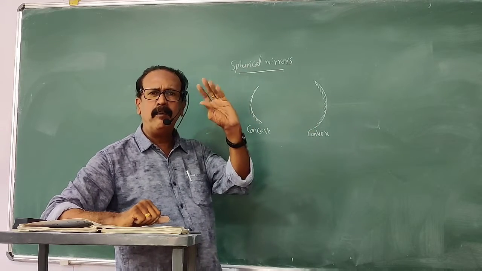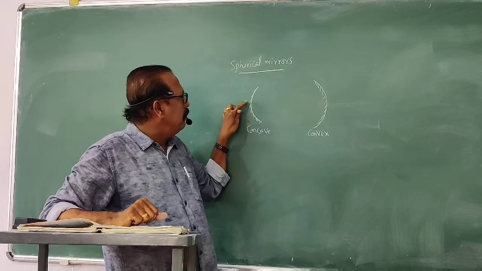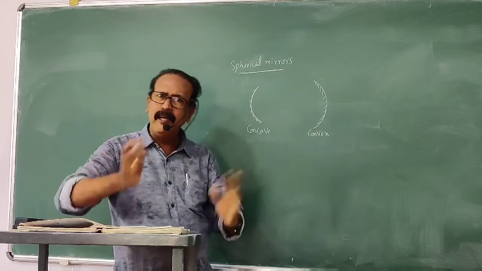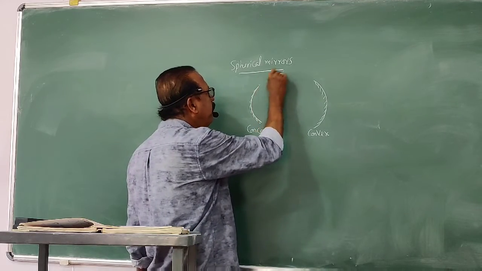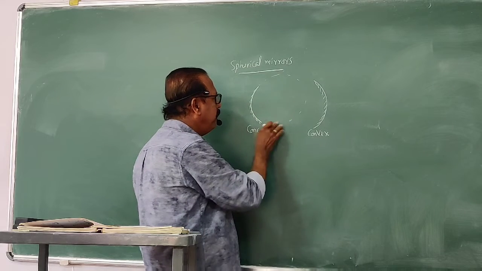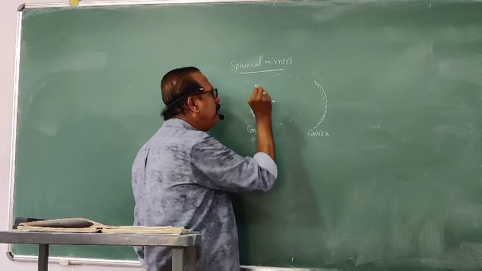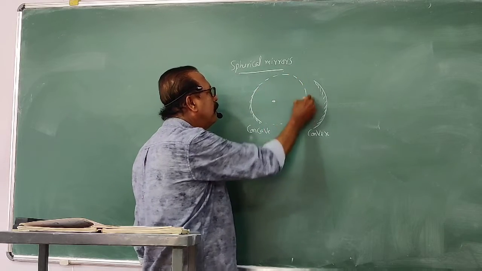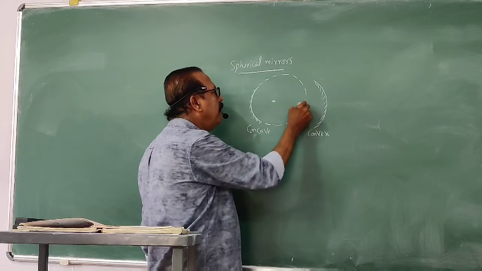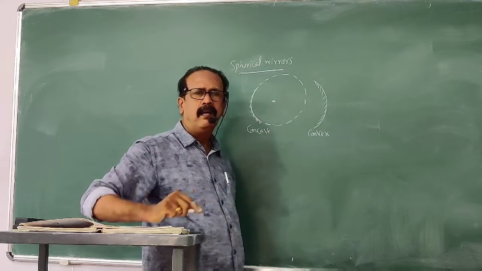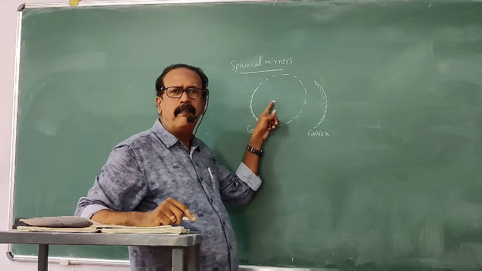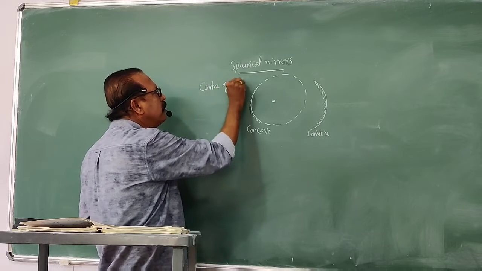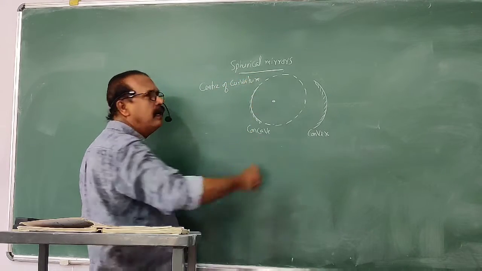Now study certain properties. This mirror is always a part of a sphere. You can draw a sphere by completing this mirror. If I draw it completely like this, you can see the mirror is a part of a sphere. The center of the sphere of which the mirror is a part is called the center of curvature.